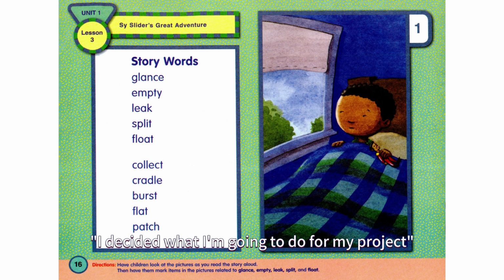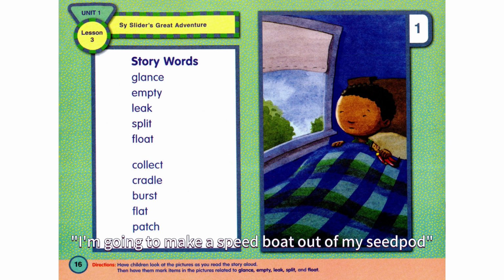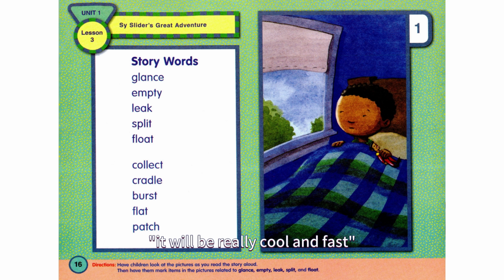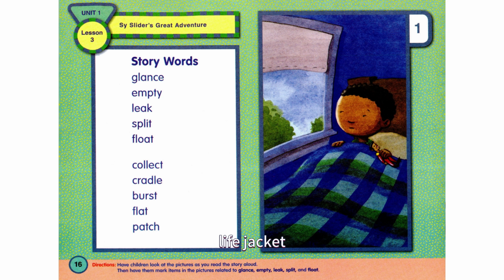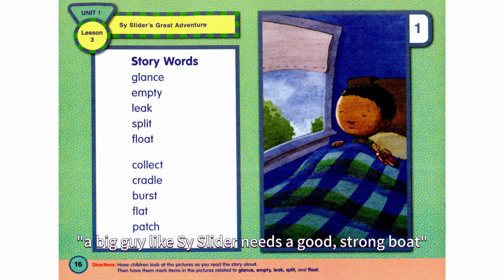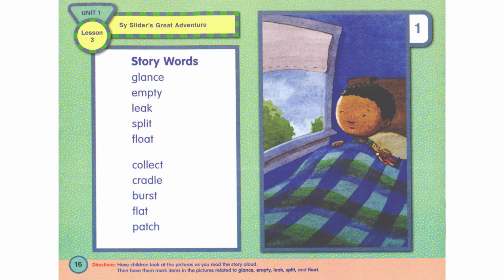"I decided what I'm going to do for my project," Jordan said to Mom and Tiana on the way to school. "I'm going to make a speedboat out of my seed pod. It will be really cool and fast." Jordan reached into his pocket and took out a tiny action figure. The little plastic man wore a bright red wetsuit and a yellow life jacket. "I'll put Cy Slider in the seed pod and make him race around in the sink." "I hope the seed pod will float," smiled Mom. "A big guy like Cy Slider needs a good, strong boat."